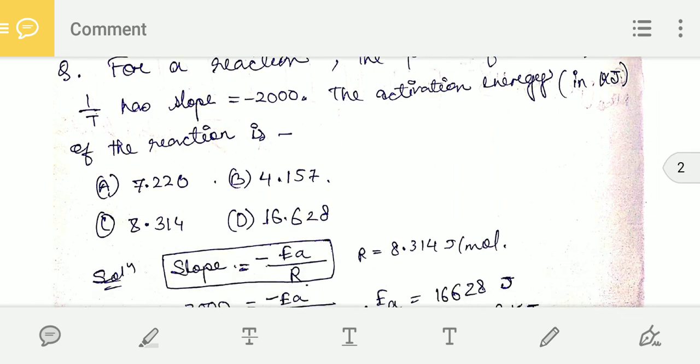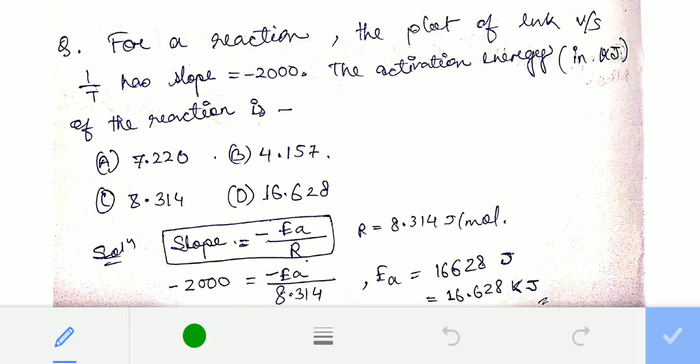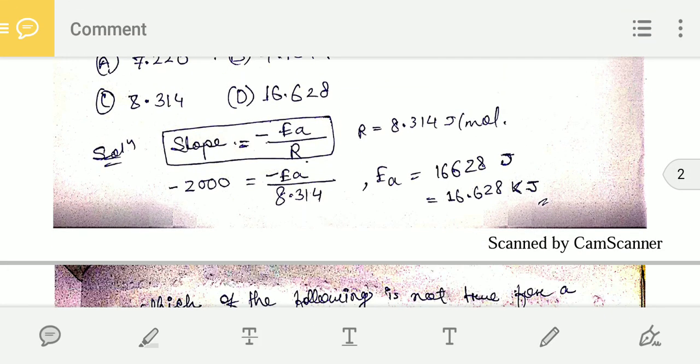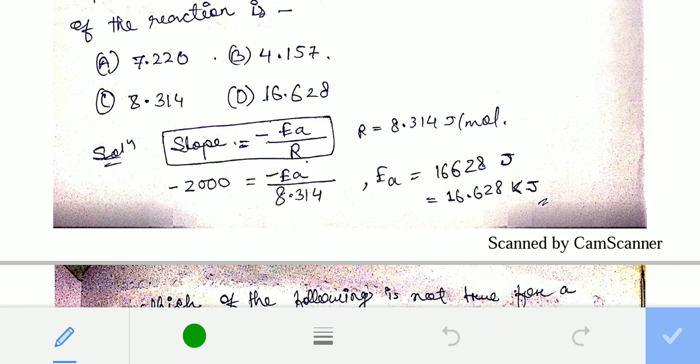So moving to the next question: for a reaction, the plot of ln k versus 1 by T has a slope of minus 2000, and we need the activation energy in kilojoule of the reaction. Here you can see the solution of this question.